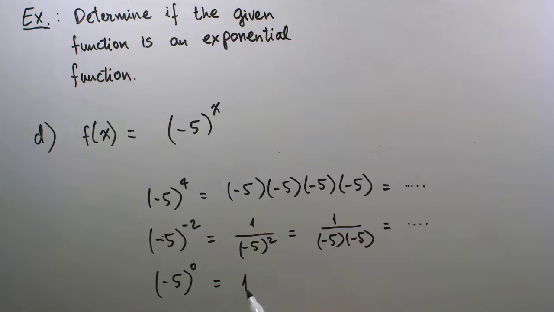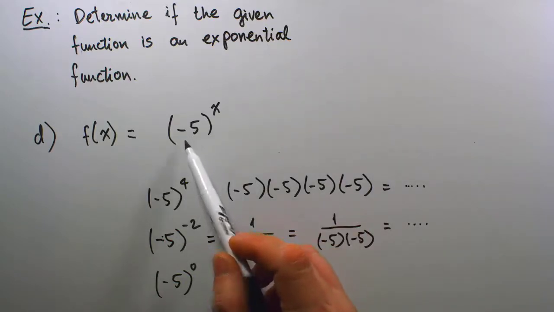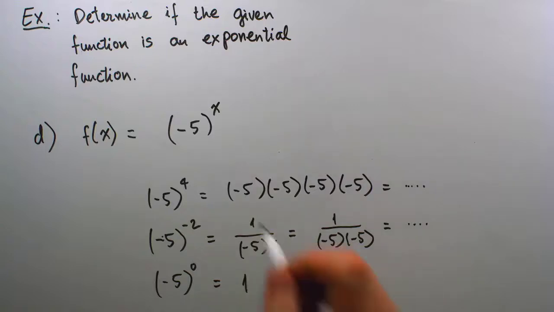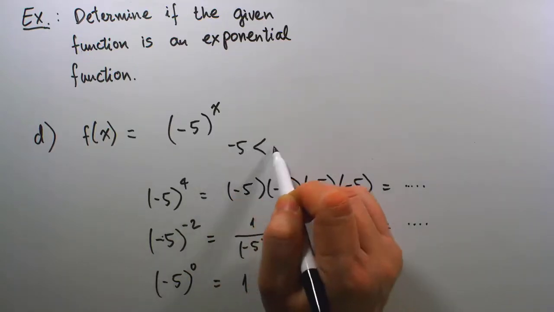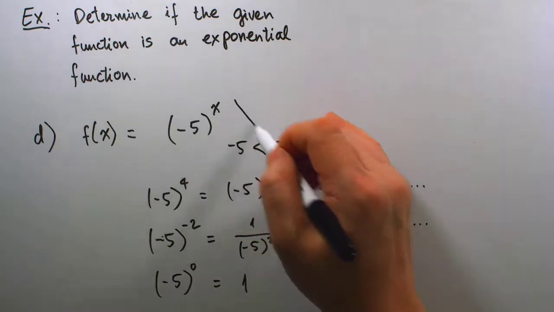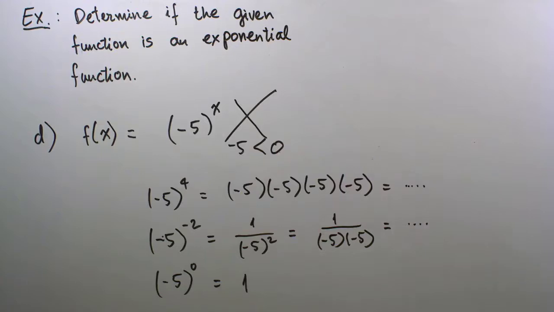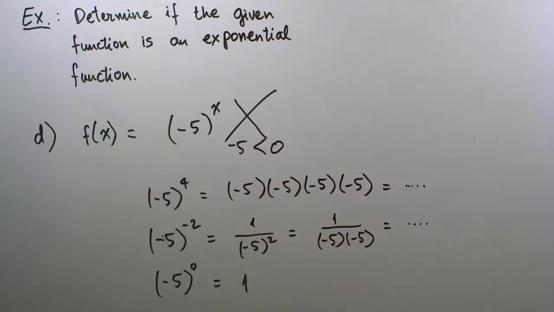going to equal 1. But due to the fact that the base here, the value -5 acting as the base, is less than 0, being negative, this function is not considered an exponential function based on the definition of our exponential function.